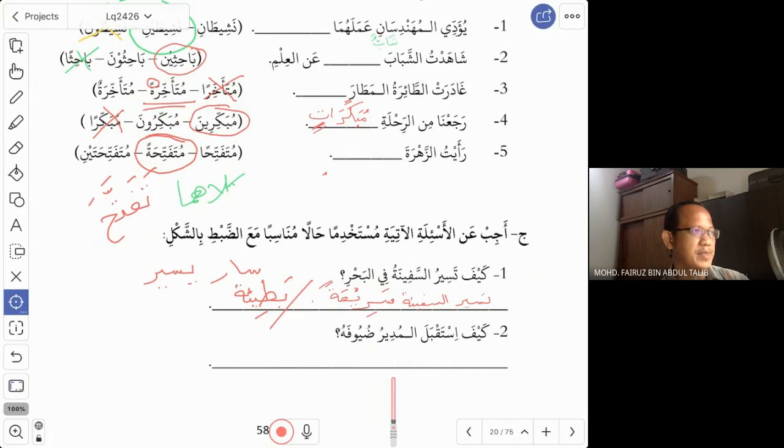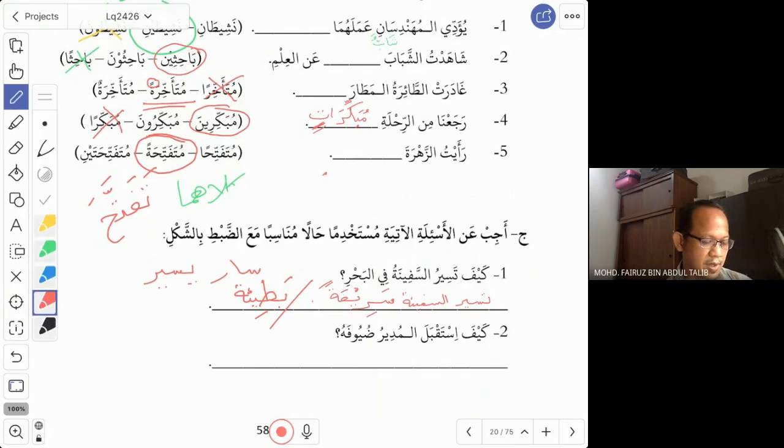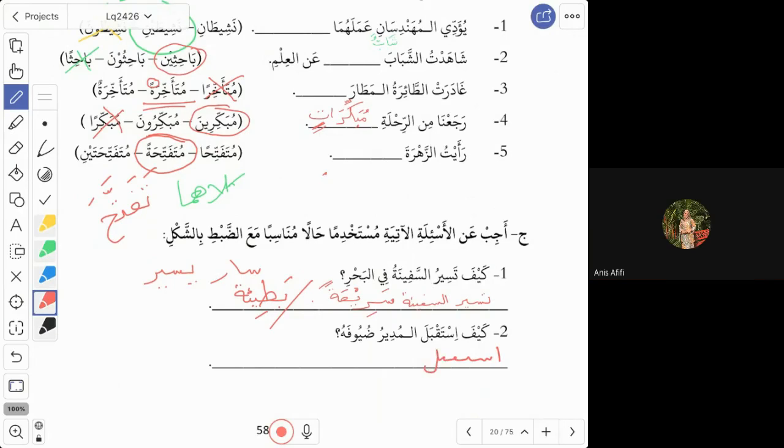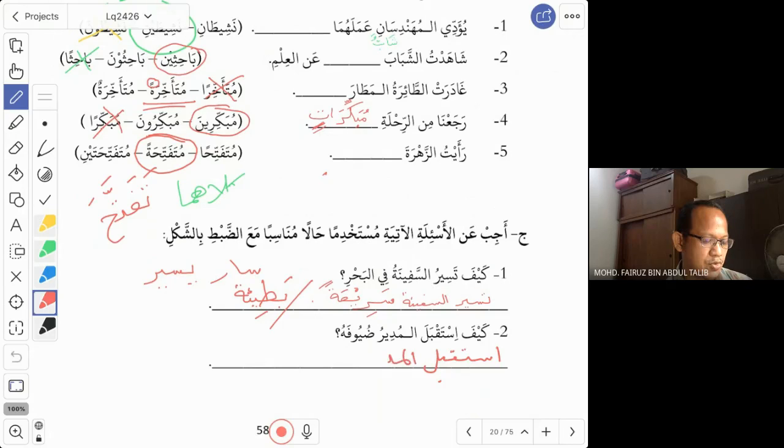Okay, make it simple. We say he is happy. Okay, he received them happily. He was happy when he received them. Okay, so how do you say that? Sa'id, Ustaz. Sa'id. Okay, Sa'id. Istaqbala al-mudir duyufahu Sa'idan. Sa'idan. Yes, good. Correct answer.